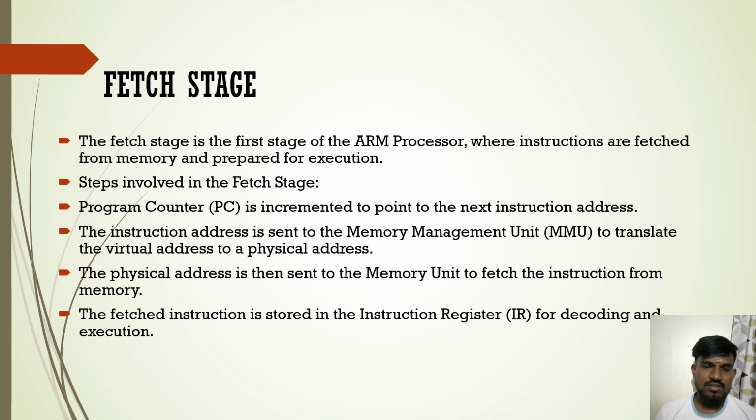Next, the fetch stage. The fetch stage is the first stage of the ARM processor where instructions are fetched from memory and prepared for execution. Steps involved in the fetch stage. The program counter (PC) is incremented to point to the next instruction address. The instruction address is sent to the memory management unit (MMU) to translate the virtual address to a physical address. The physical address is sent to the memory unit to fetch the instruction from memory. The fetched instruction is stored in the instruction register (IR) for decoding and execution.